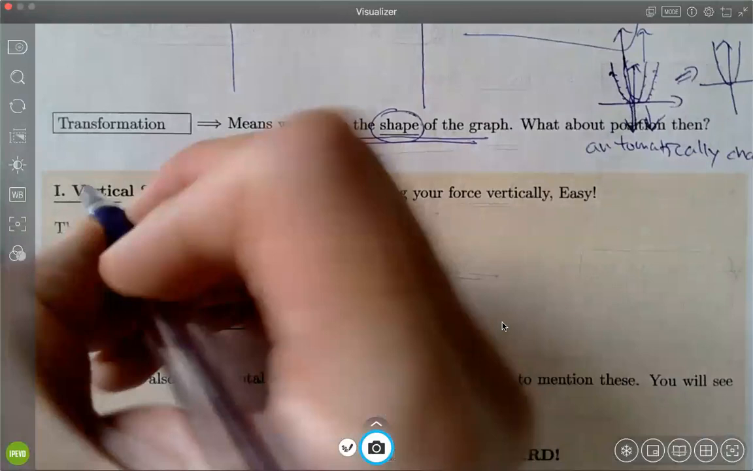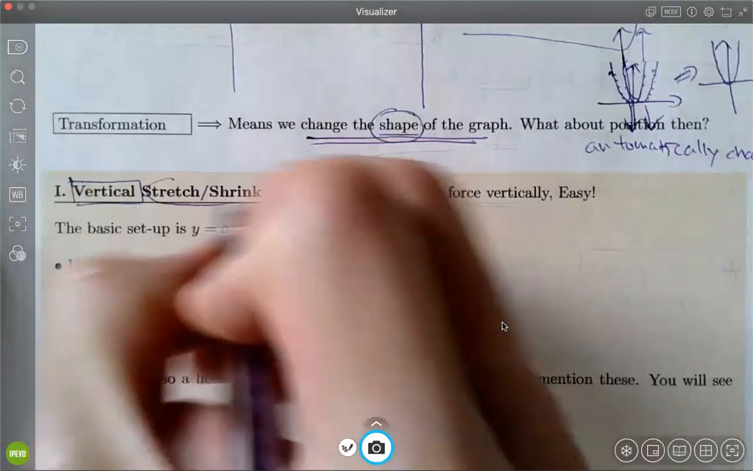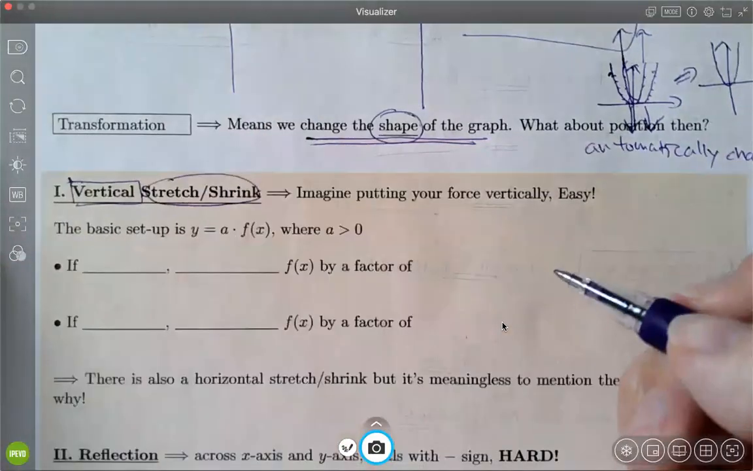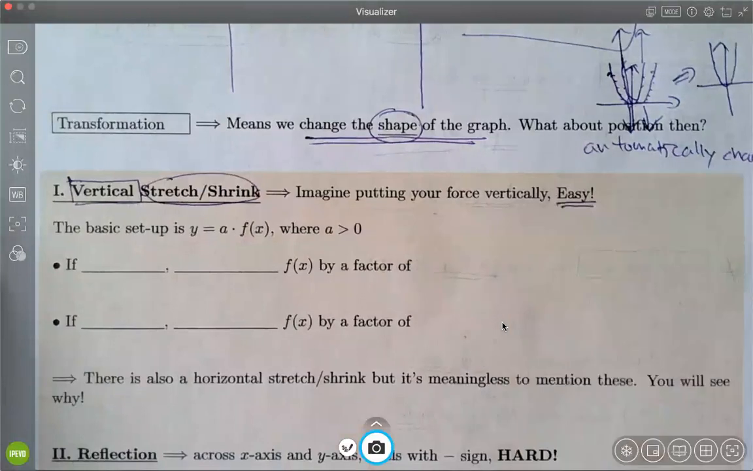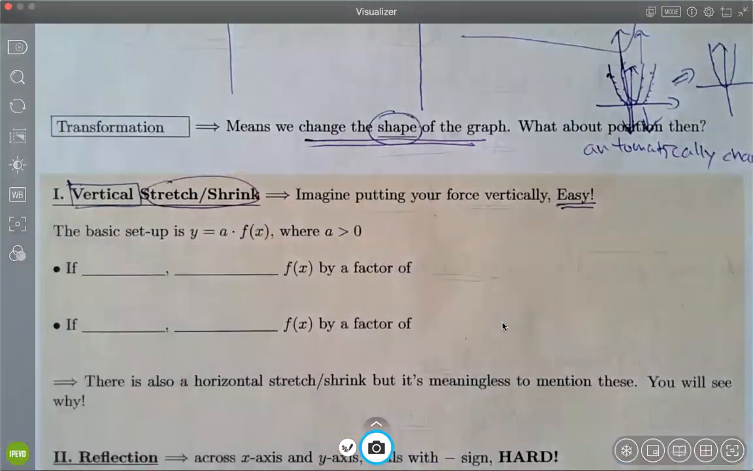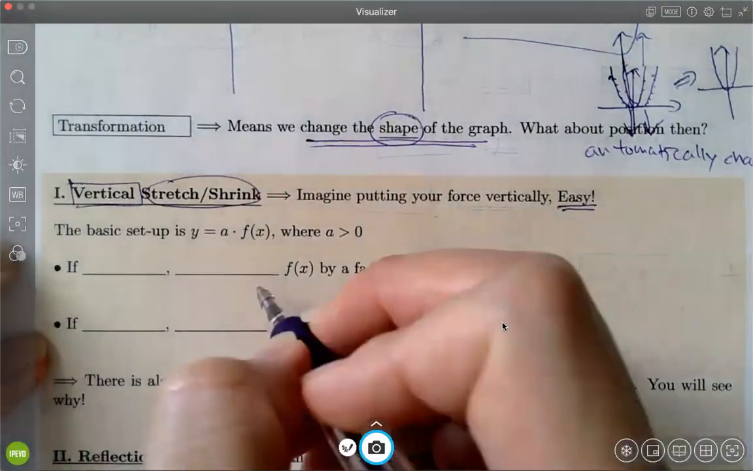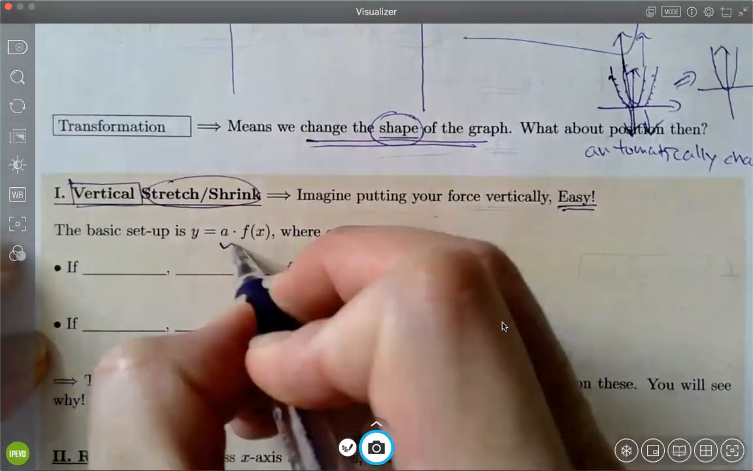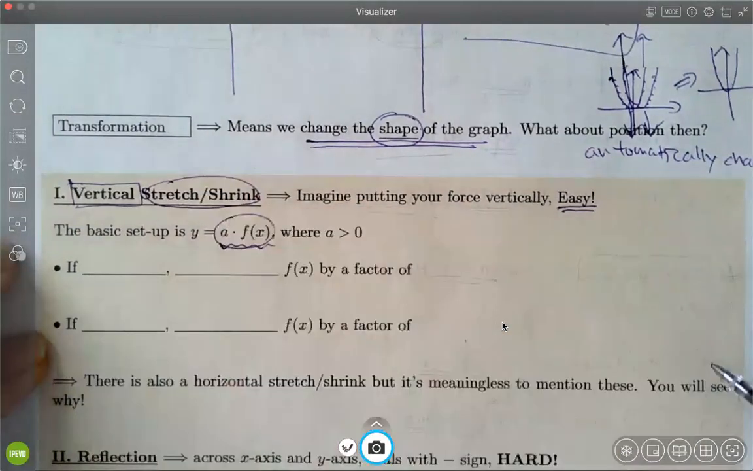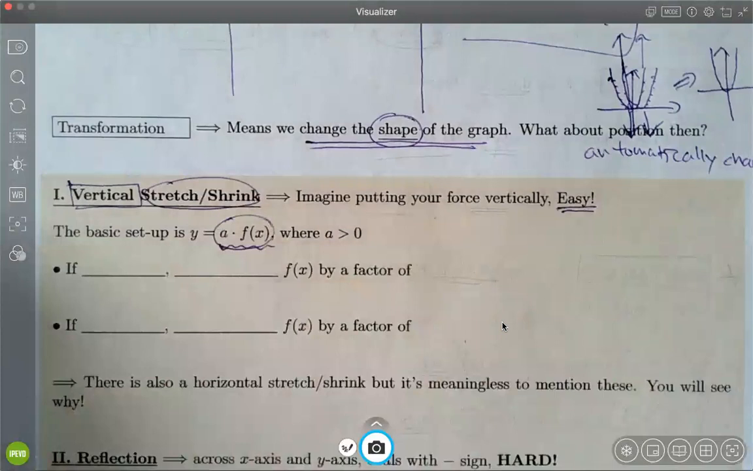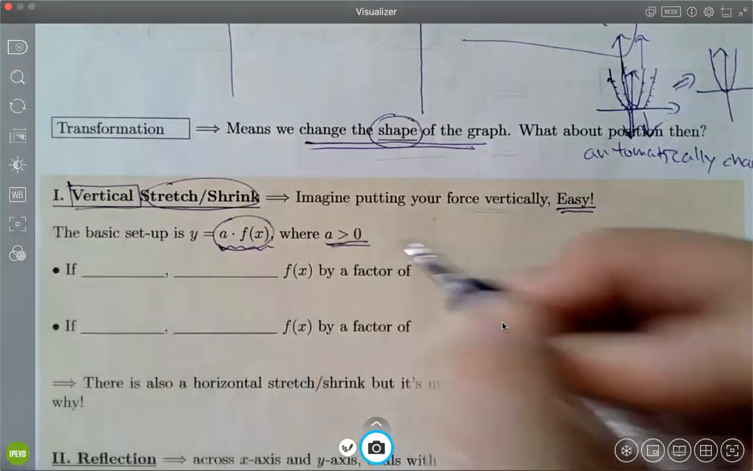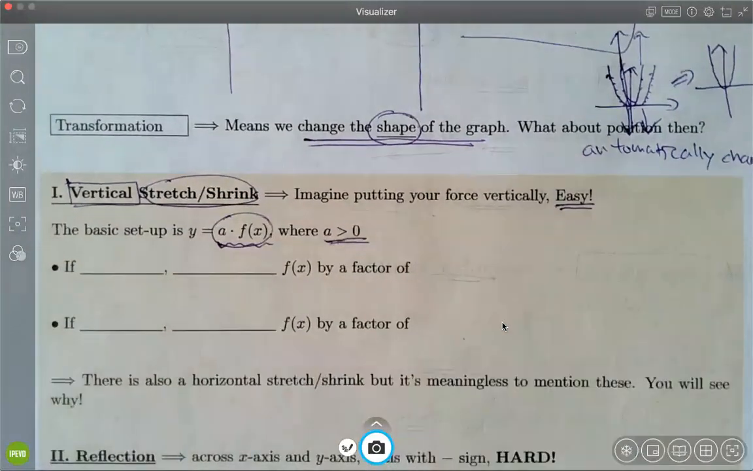And remember, whenever you see the word vertical, it's pretty easy to understand. The tricky thing is the horizontal case, right? Because you have to think backwards. Now, the setup of the stretch and shrink is this one. What does that mean? You multiply some positive number in front of your function. So that's the basic setup.